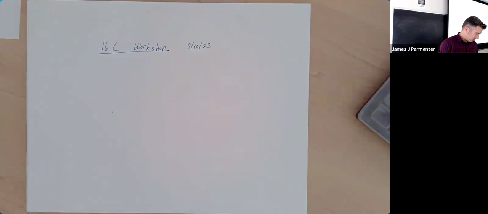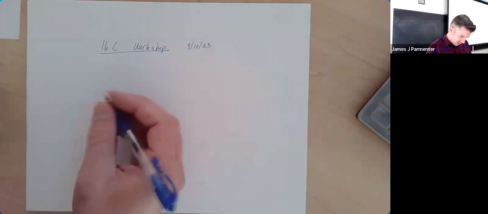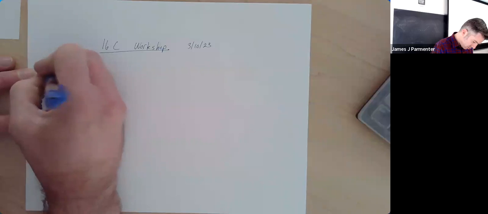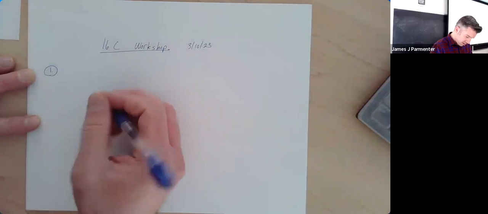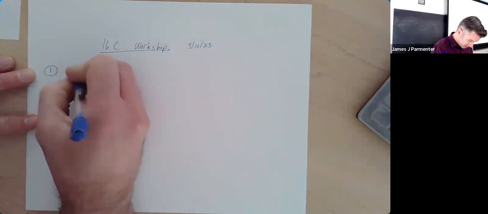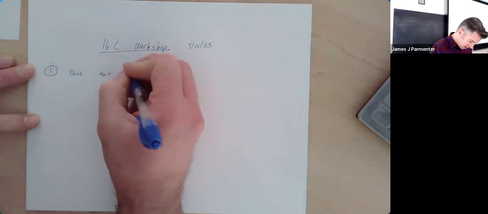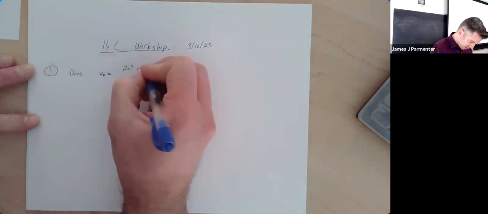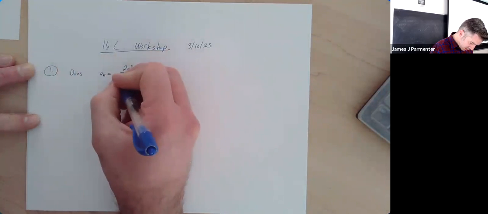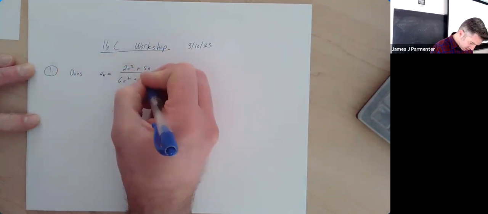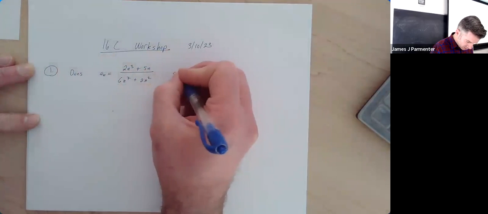So here are some examples of problems similar-ish to homework problems in order. Let's say we want to find, does the following sequence a sub n equal to 2n cubed plus 5n over 6n to the 7th plus 2n squared converge or diverge?